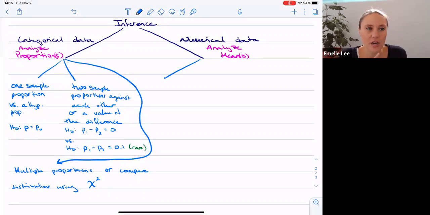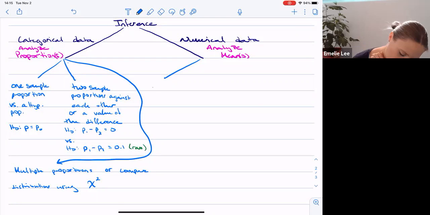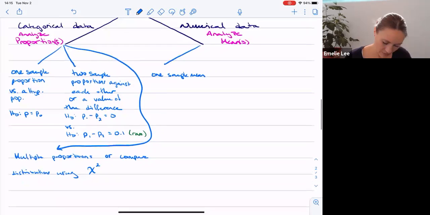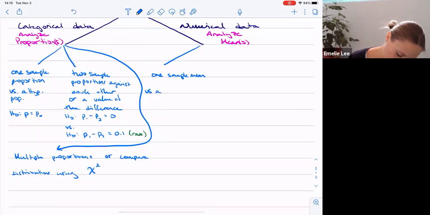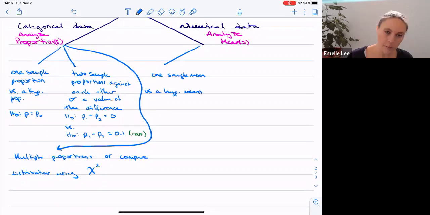So then we can talk about numerical data. Typically we analyze the means. And so we can talk about one sample mean versus a hypothesized mean. And in that case, our null hypothesis is mu equals some mu naught. Mu naught and p naught are just null values that we want to compare our sample mean or sample proportion to.